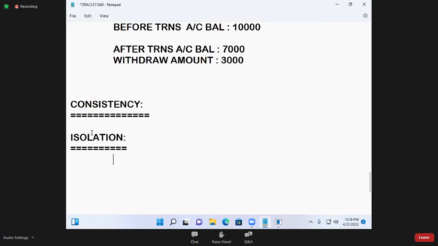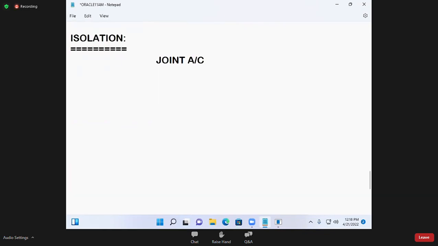For example, nowadays we hear about joint accounts. Has anybody heard of this? What does a joint account mean? Both people can access the same account number. Generally, in a family, mother and father, or husband and wife. So the same account number can be accessed by how many people? Two people.